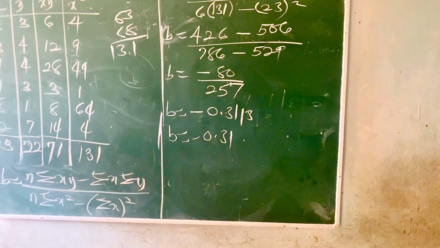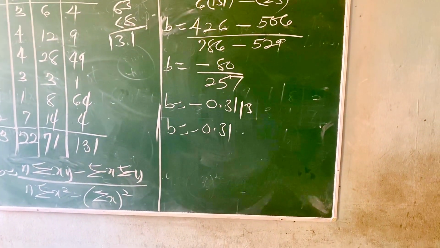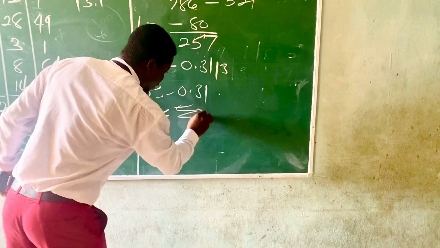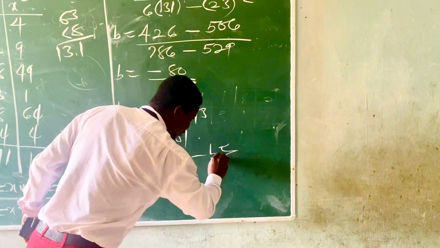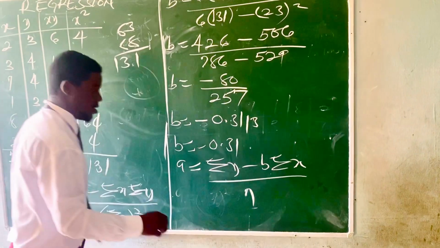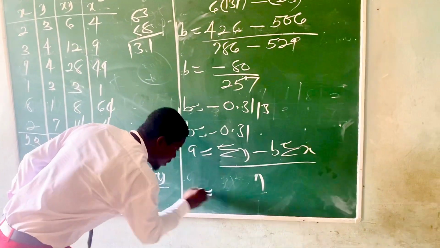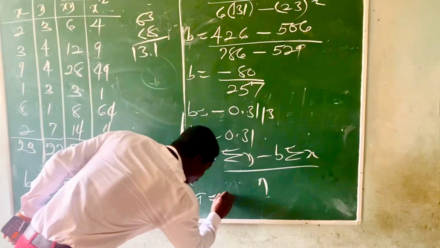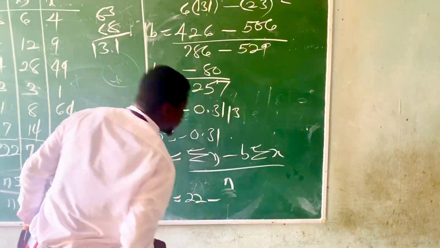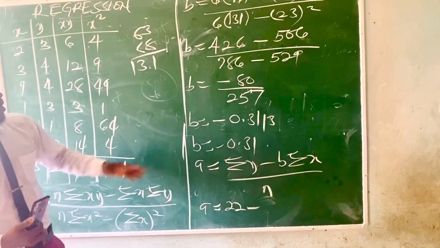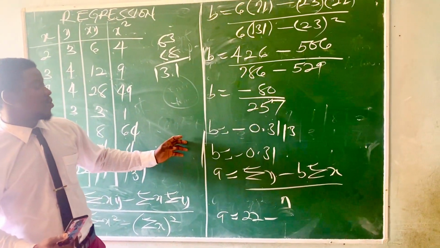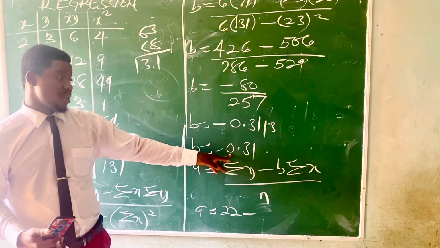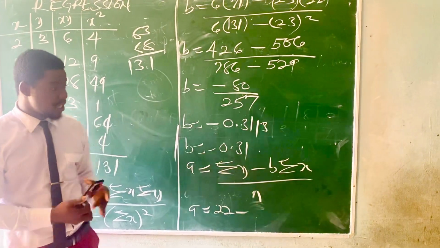Wow, wonderful. So from here, you can now go ahead to obtain your a, because I told you that your a is equal to summation y minus b summation x all over n. Of course, with this formula, you have your a to be equal to summation y, which is 22. So you have 22 minus your b. Remember that your b is this. Please, when you are substituting, always try as much as possible to substitute this value, not this, in order for you to obtain the accurate result.